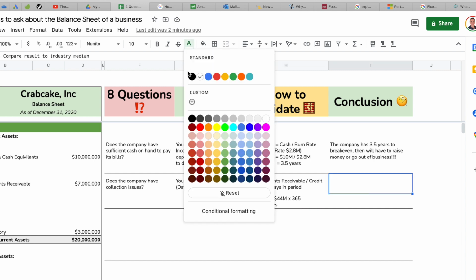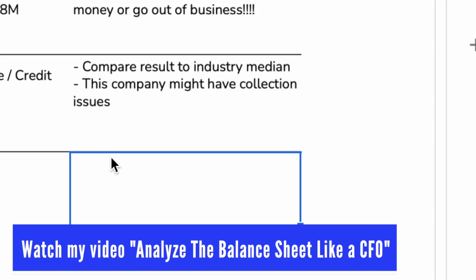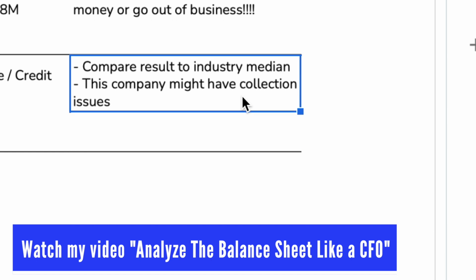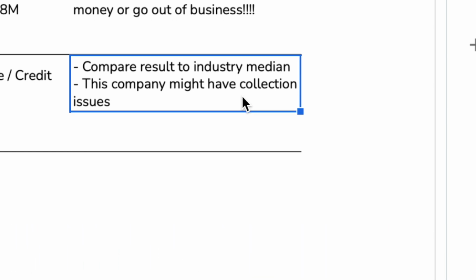When I look at this, I'm going to look at 58 days, and I'm going to compare the results to the industry median, and then it looks like this company might have collection issues, not collecting on time from customers, or maybe not negotiating the right terms when they negotiate an agreement with a customer in terms of how long the customer will take to pay the company for AR.